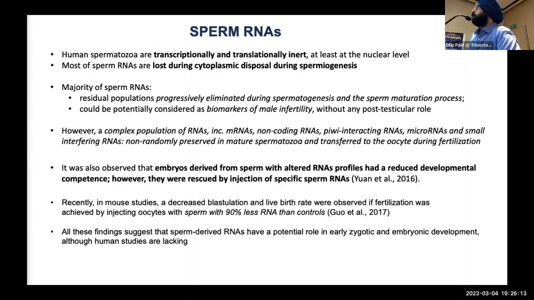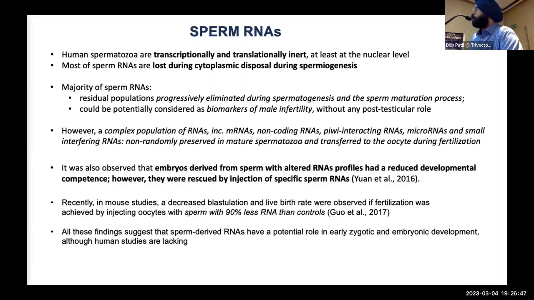Sperm RNAs, again, I actually read a lot about sperm RNAs for the first time. Before that, I heard about it from Dr. Rajinder and Dr. Rima only. Human spermatozoa are transcriptionally and translationally inert, at least at the nuclear level. Most of the sperm RNAs are lost during cytoplasmic disposal during spermiogenesis. The majority of sperm RNAs are residual populations progressively eliminated during spermatogenesis and the sperm maturation process, and they can be considered as biomarkers of male infertility without any post-testicular role.